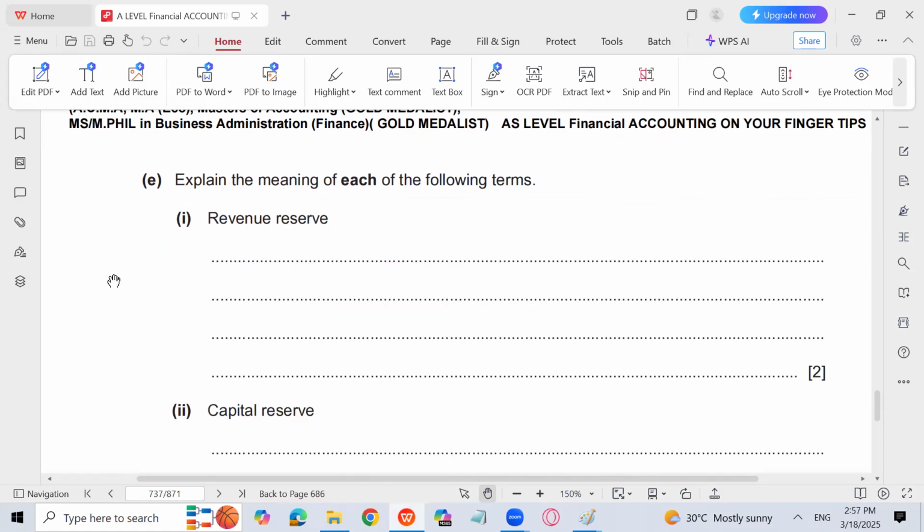Revenue reserves are the amount of reserves created out of profit, the amount kept aside from the profit which arises from the trading activities of the business. The amount has been taken out, including general reserve and retained earnings. They are used to pay dividends.